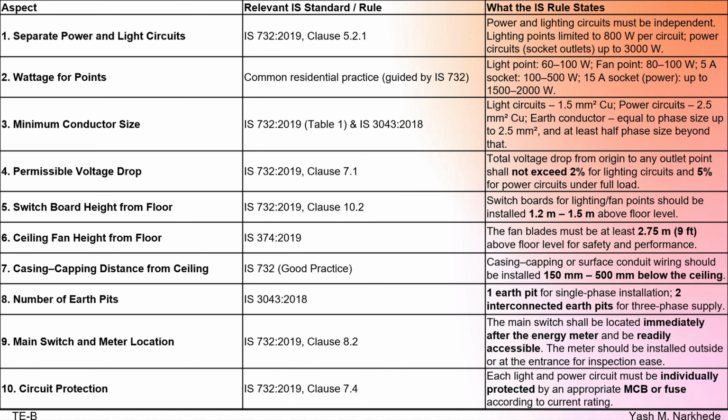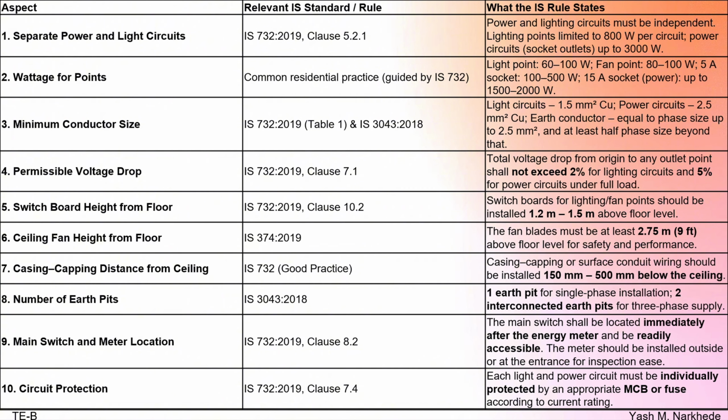Third is minimum conductor size. As per IS 732, the wire size depends on the circuit load. For light circuits, we use 1.5 mm square copper wire. For power circuits, we use 2.5 mm square copper wire. The earth wire should be the same size as the phase up to 2.5 mm square and at least half the phase size beyond that. This ensures safety and current carrying capacity.